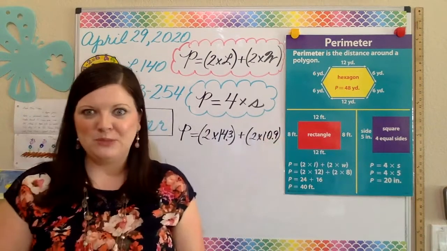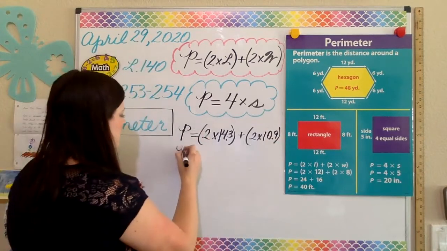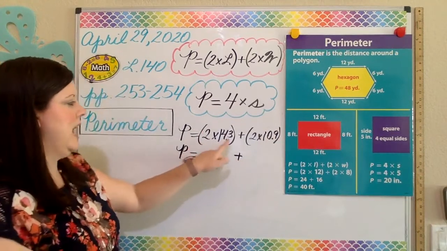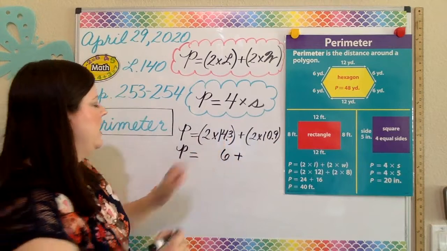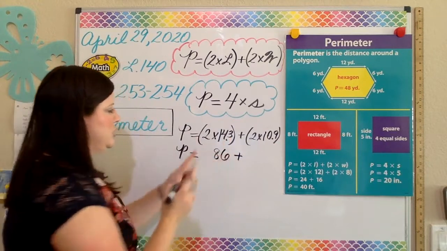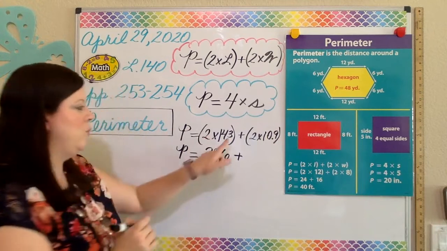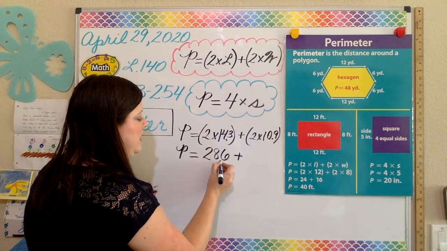Okay, what do those parentheses mean? Do me first, do me first, do me first. P equals 2 times 4 is 8. 2 times 4 is 8. 2 times 1 is 2. We have 1 digit behind the decimal, so we'll have 1 digit behind the decimal here.